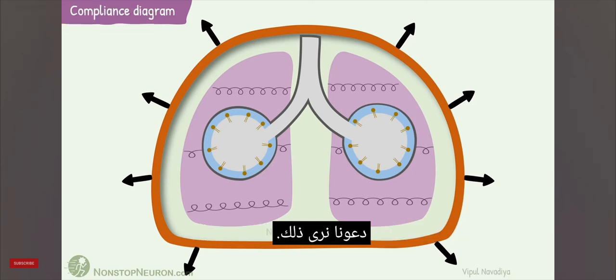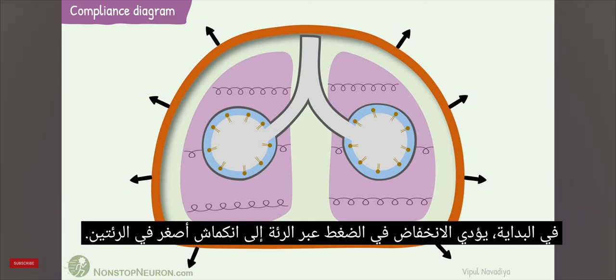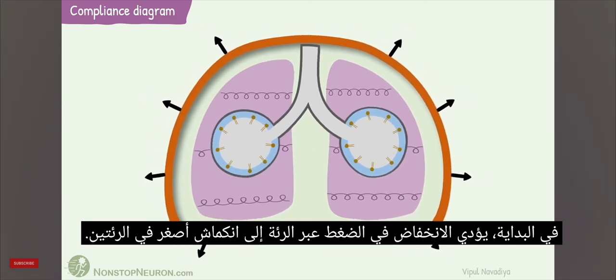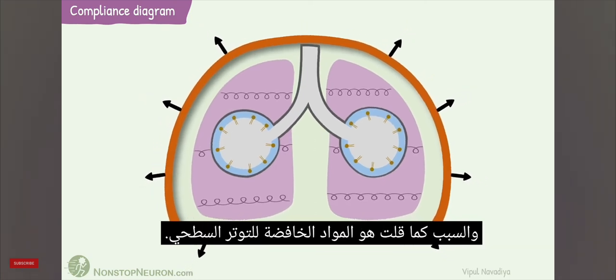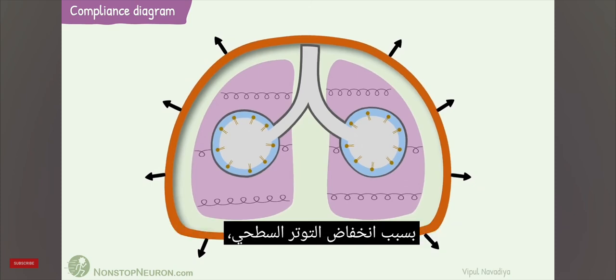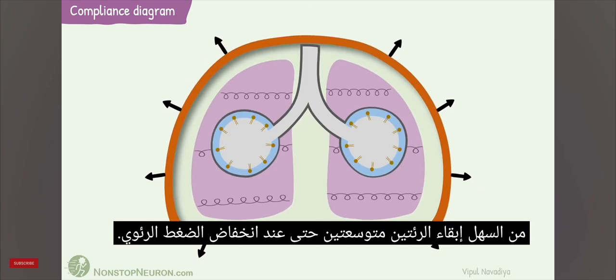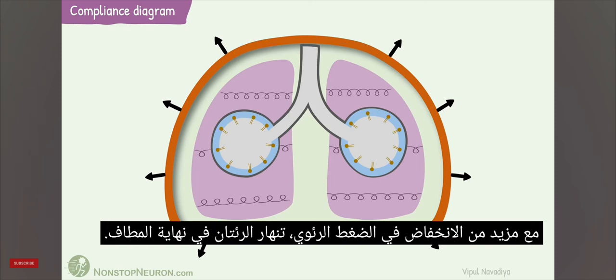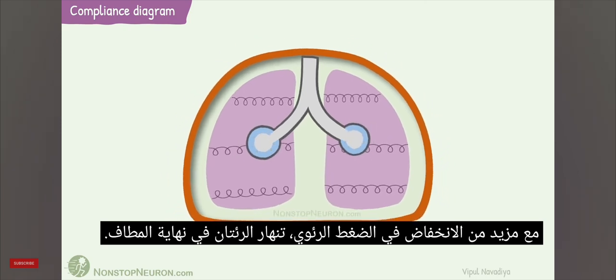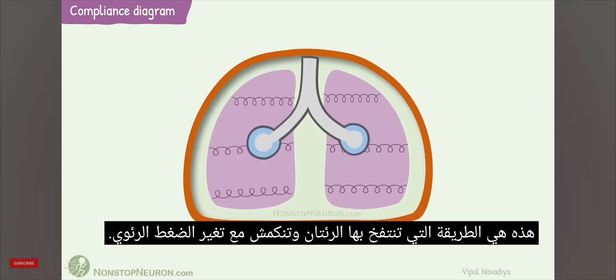Let's see it. Initially, fall in transpulmonary pressure causes smaller deflation of lungs. The reason, as I said, is surfactants. Due to decreased surface tension, it's easy to keep lungs expanded even at lower transpulmonary pressure. With further decrease in transpulmonary pressure, lungs eventually collapse. So this is how lungs inflate and deflate with changing transpulmonary pressure.